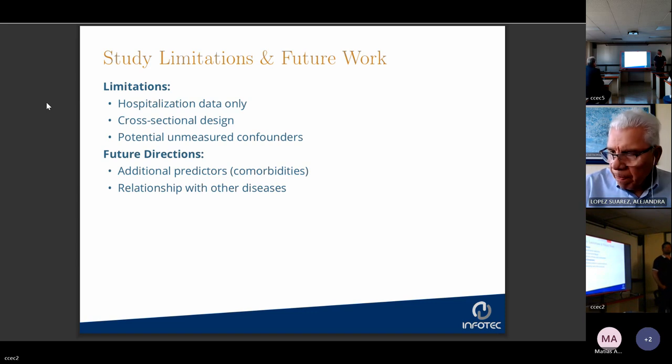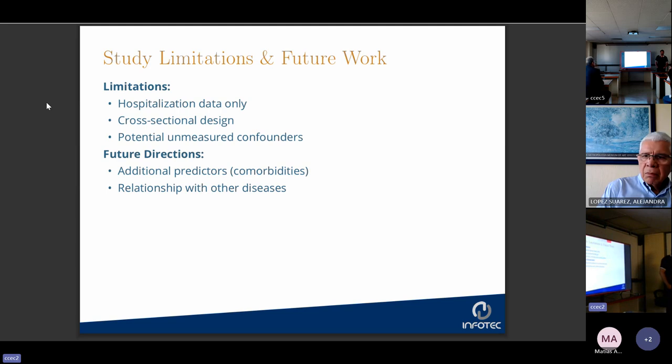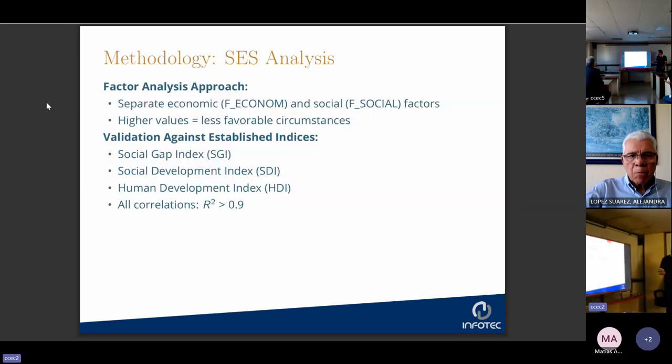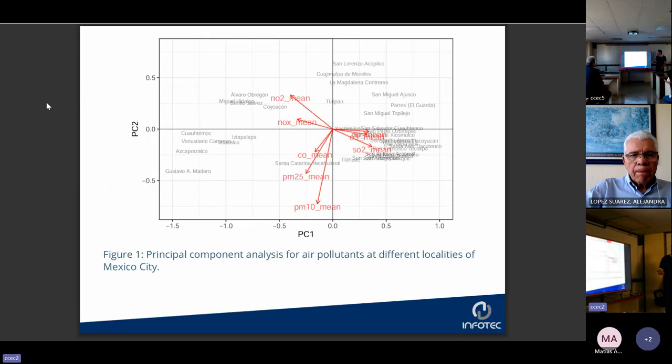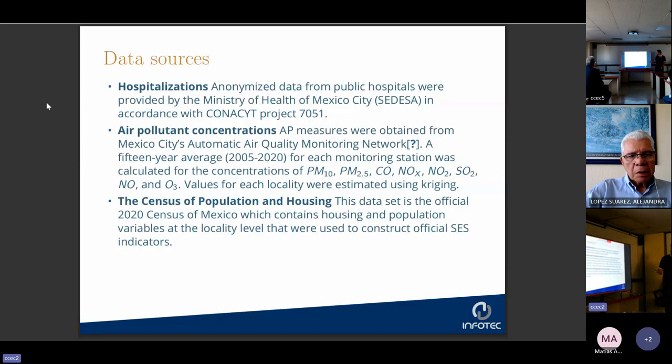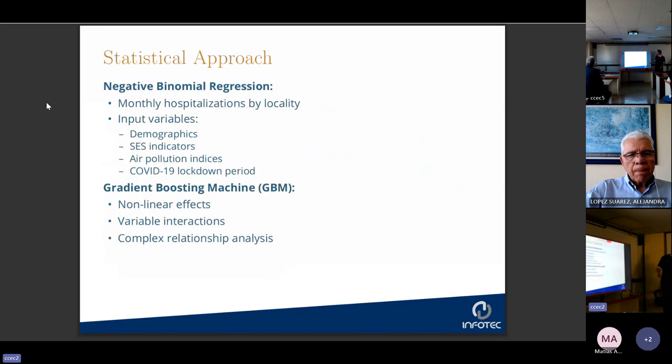Sorry, I missed the method you used for the analysis, that is very interesting. Yes. We are trying to predict the number of hospitalizations by locality and month over 5 years, and we are using negative binomial regression. So we use the number of monthly hospitalizations by locality, and the input variables are some demographic and socioeconomic indicators, and air pollution, for example.